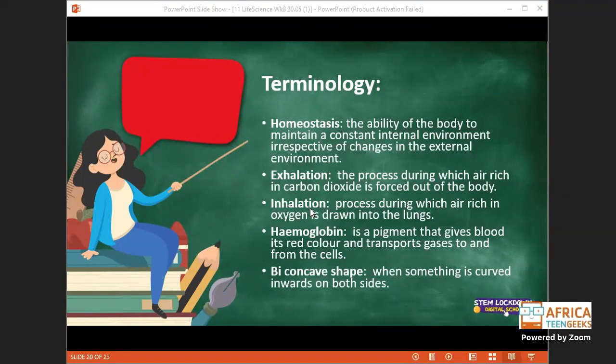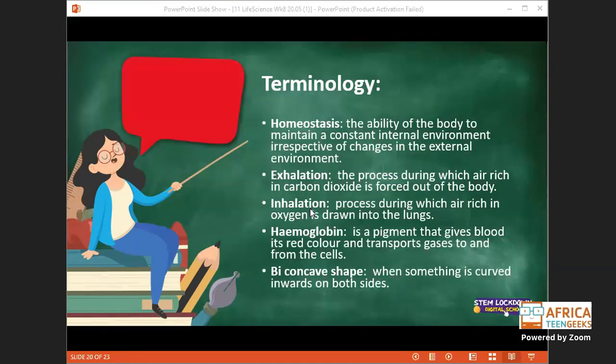And then inhalation, this is the process during which air rich in oxygen is drawn into the lungs. So what happens to the diaphragm when we inhale? What happens to the diaphragm when we inhale? Okay, I just got an answer. It says the diaphragm expands.